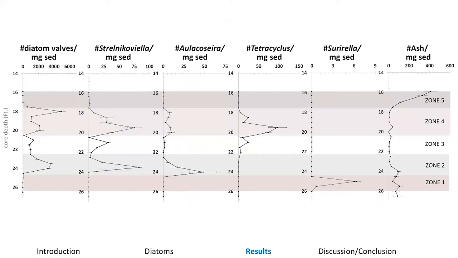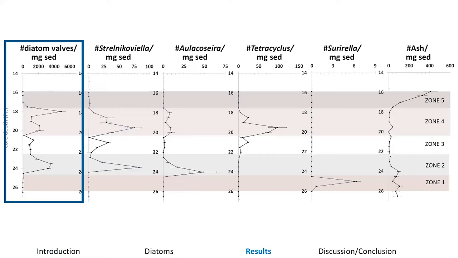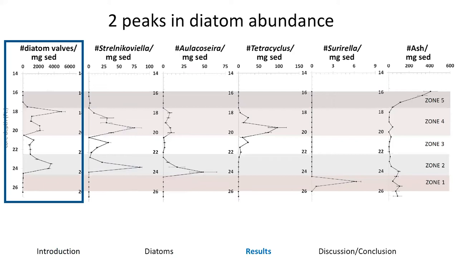This beautiful figure. Don't be overwhelmed. We will go through it. It's made up of six different graphs put together that we then divided into separate zones that represent shifts in the lake's ecologic setting. So the first graph I want to draw your attention to is the number of diatom valves per milligram of sediment. Now, this is the graph I was talking about where we just counted every single diatom we saw as opposed to the specific diatom. And you can see that there are two distinct peaks of diatom abundance throughout the core, around 18 feet and at around 24 feet.